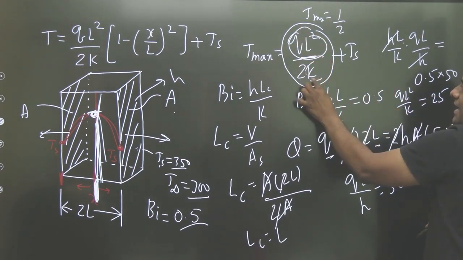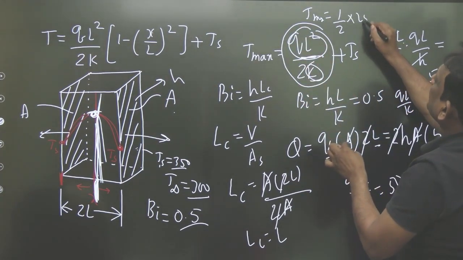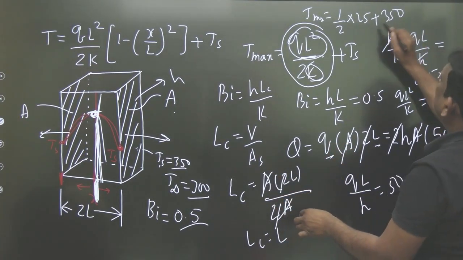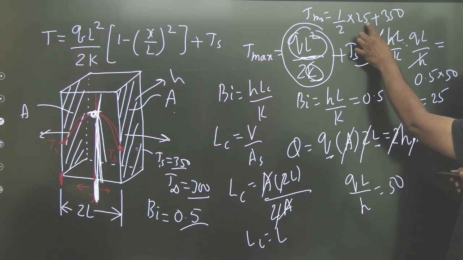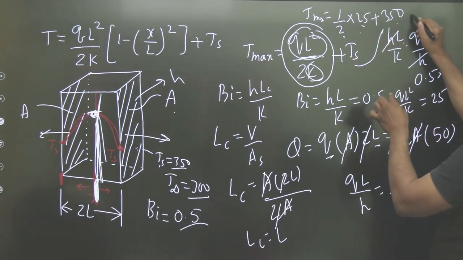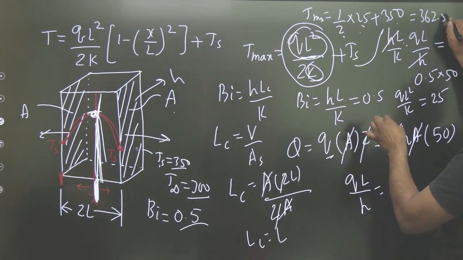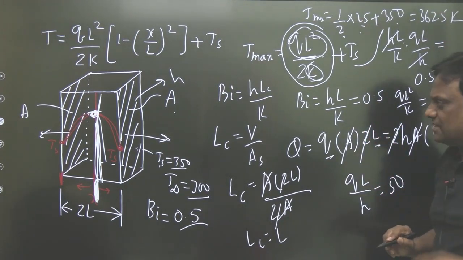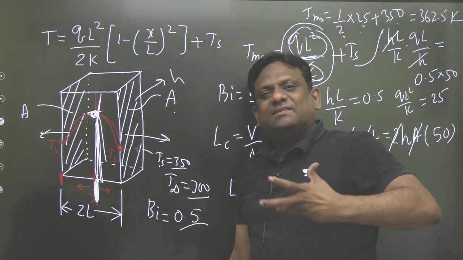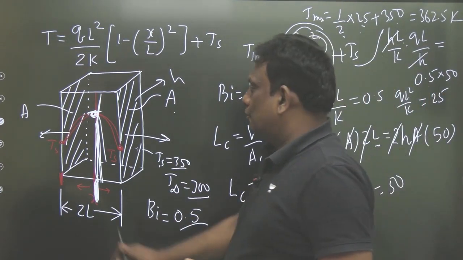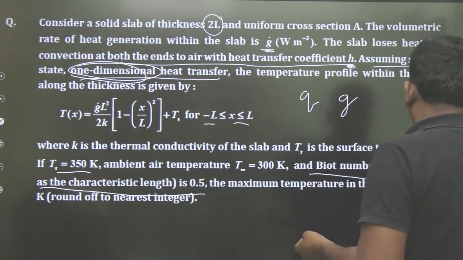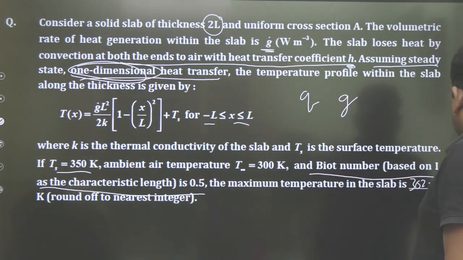QL square by K is 25, plus Ts. The surface temperature is given as 350. So 25 by 2 is 12.5. 350 plus 12.5 is 362.5 Kelvin. This is a wonderful question. Are they in Kelvin? All are in Kelvin. So the maximum temperature is 362.5 Kelvin. That is the right answer.